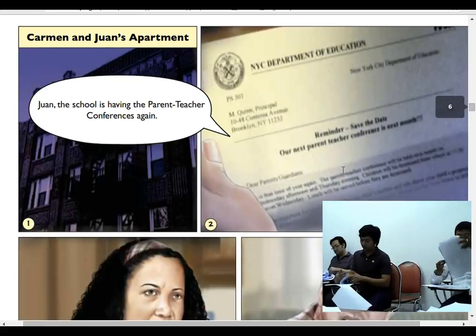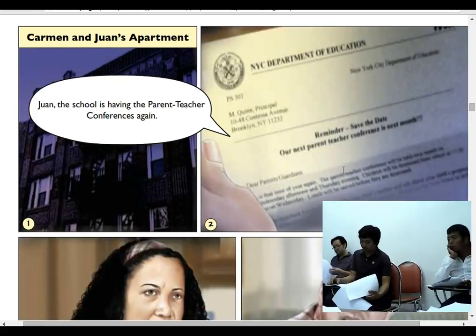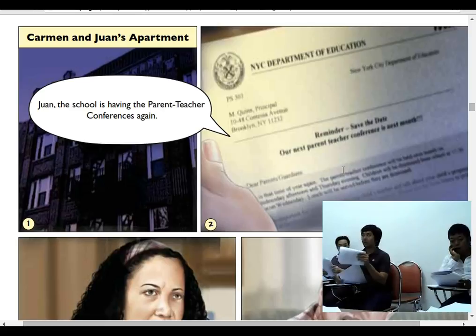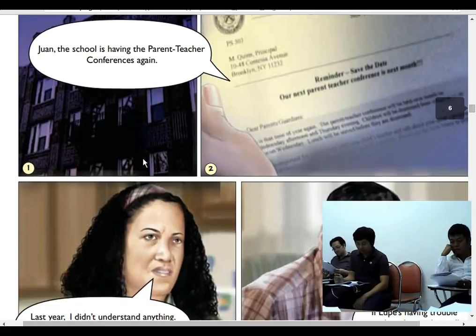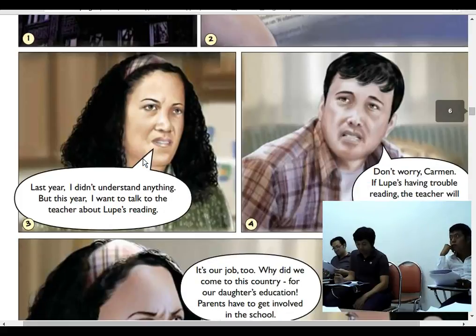Okay, let's take this slide by slide. Carmen and Juan's apartment. You can start with the second slide. Juan. This is Spanish. Juan is French. This is Spanish. Juan. Yeah, you go. Juan: The school is having the parent-teacher conference again. Good, thank you, sir. Juan, I'm going to help you read it in English together.